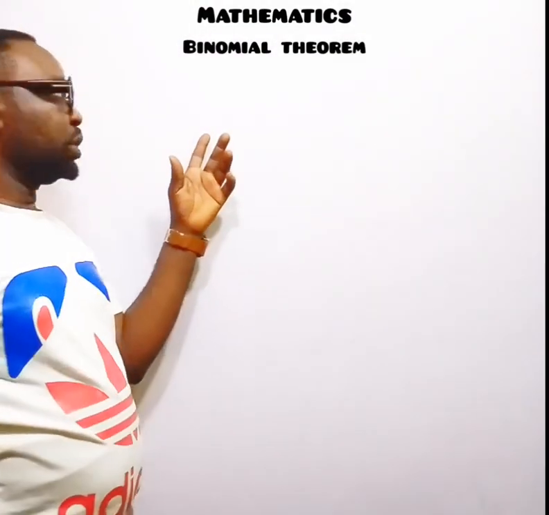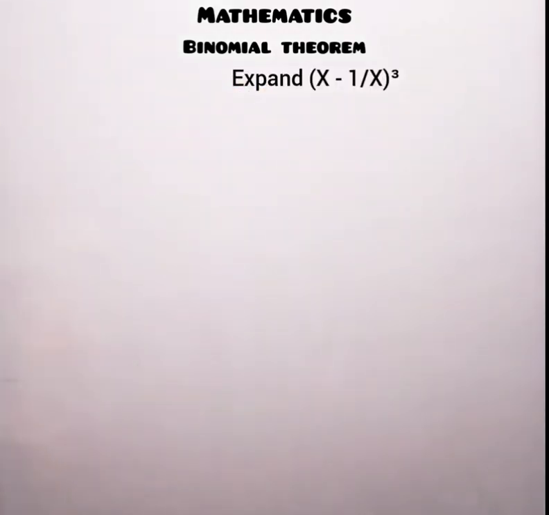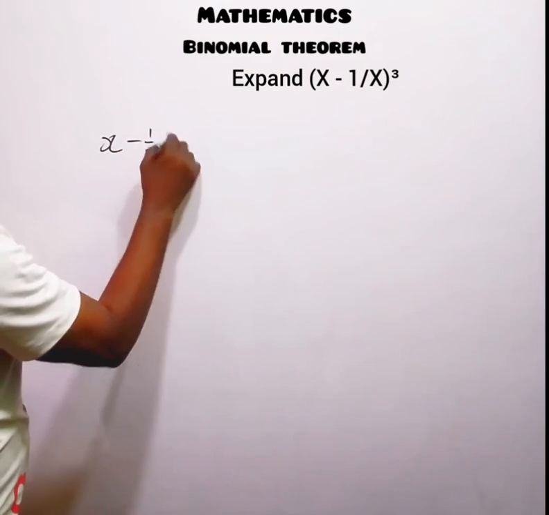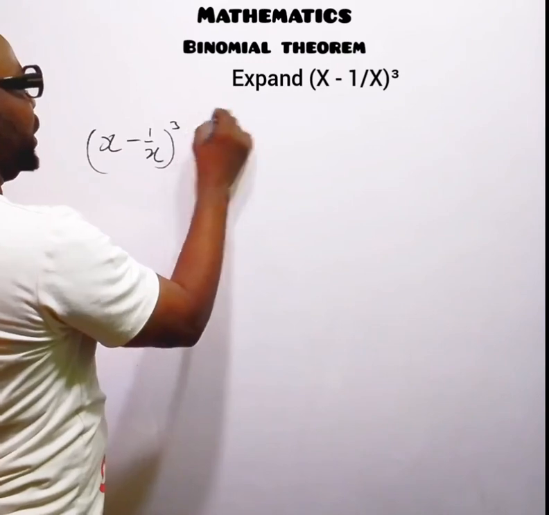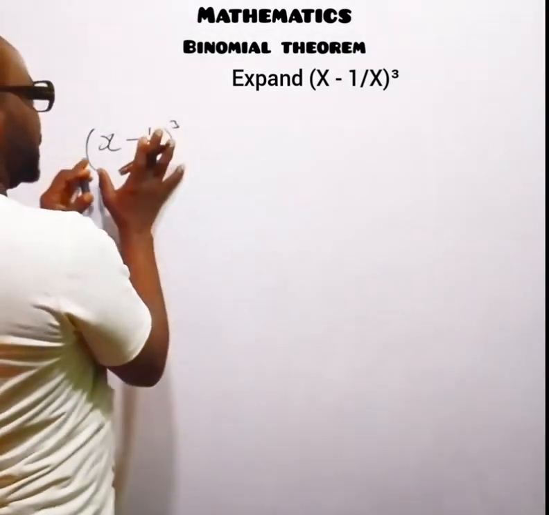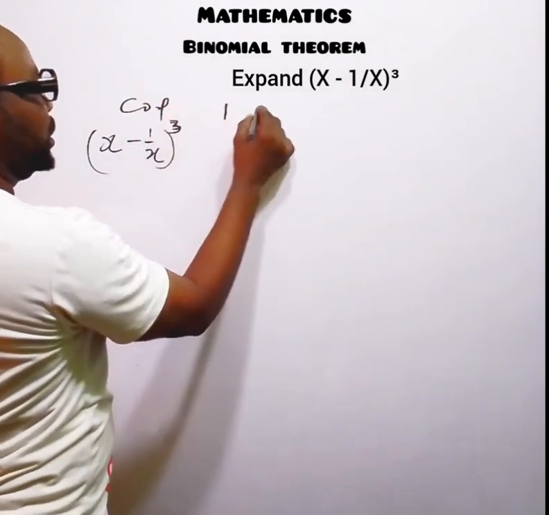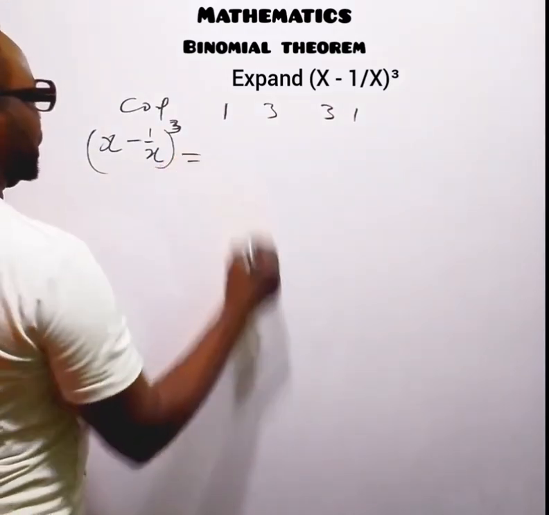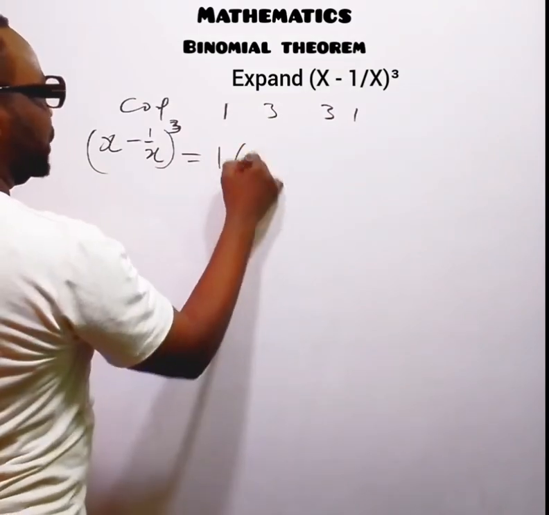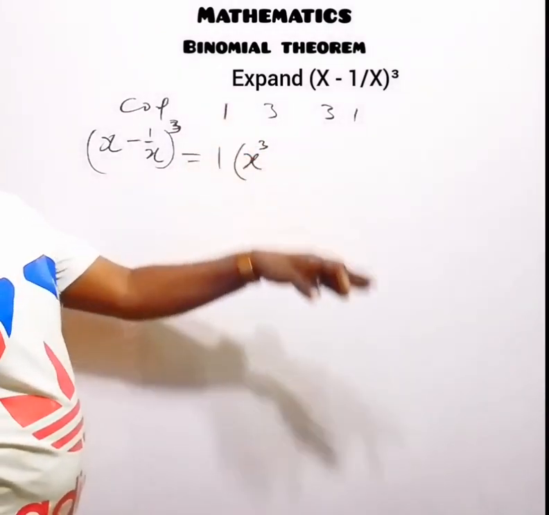Thanks. You have another question that says we should expand this expression here, that is x minus 1 over x, raised to the power of 3. I write here x minus 1 over x raised to the power of 3. As we have been doing earlier, we know the expansion of this, or the coefficient of this particular power of 3 here will be 1, 3, 3, 1. That is the coefficient value we are going to have there. We have this expression now in the form of 1 into bracket x raised to the power of 3. As the first term, we have the power going in descending order.